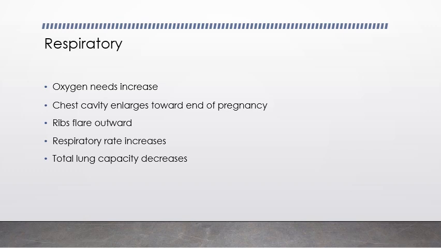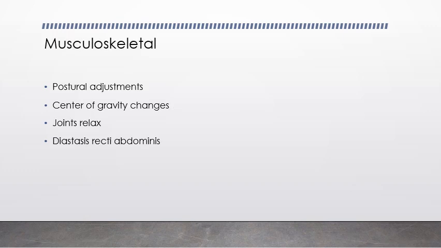The respiratory rate increases and the total lung capacity decreases, and again, that's because there's pressure from that growing uterus up on the chest cavity. Musculoskeletal, there are postural adjustments as the center of gravity changes. It shifts forward. The joints relax as a result of a hormone produced by the placenta.